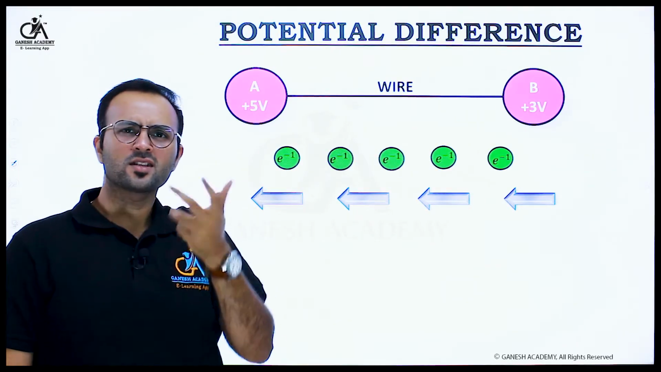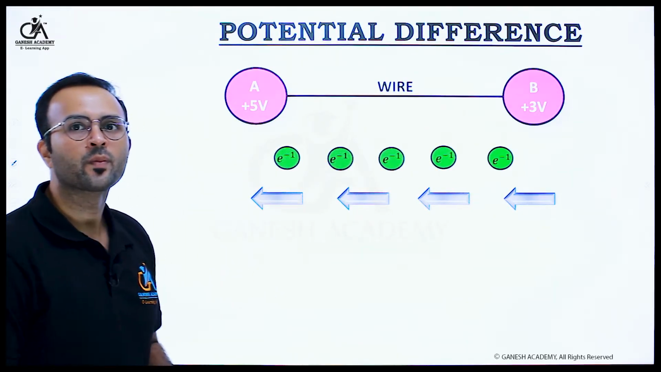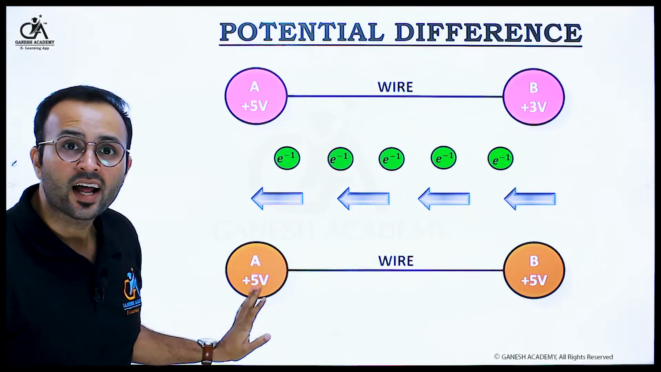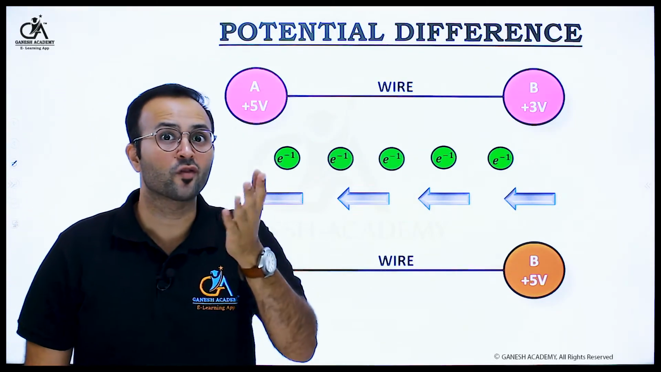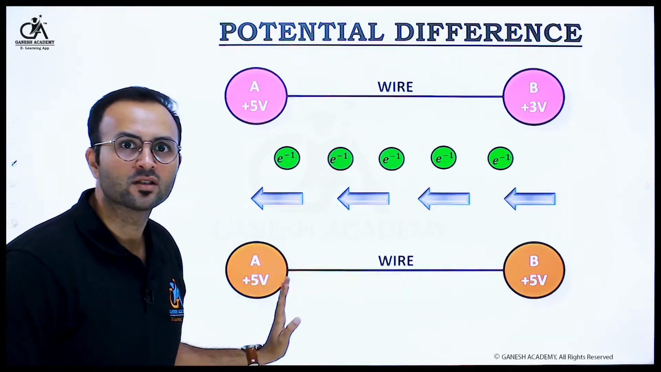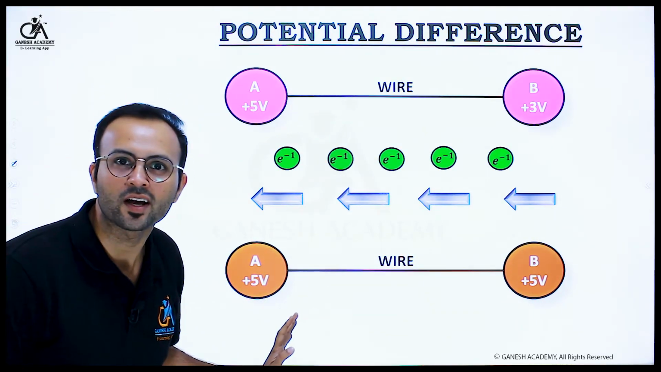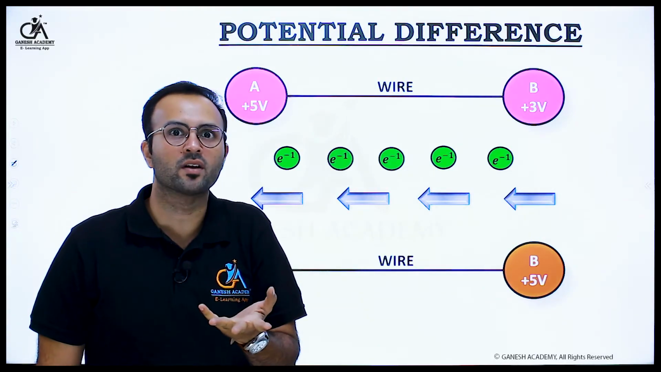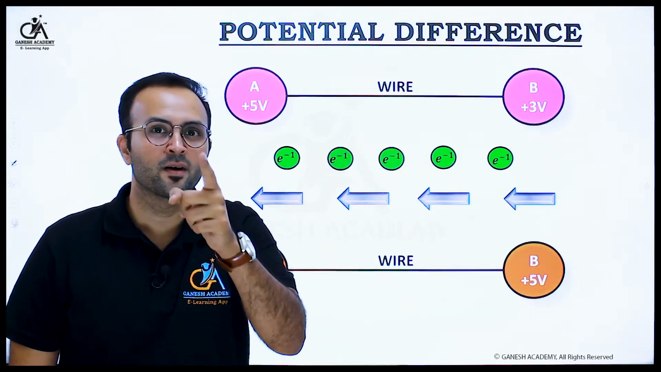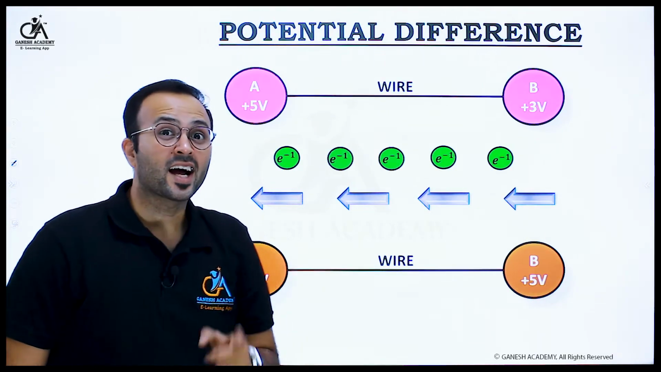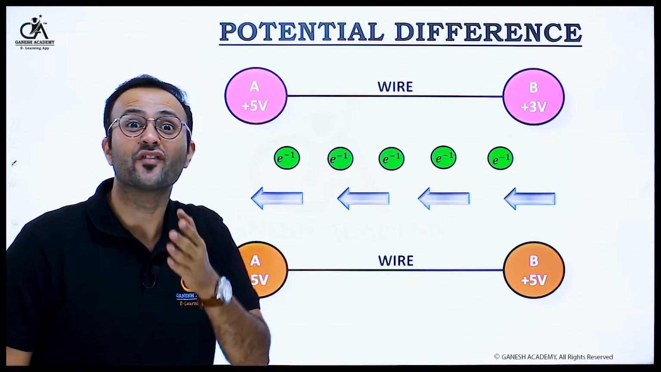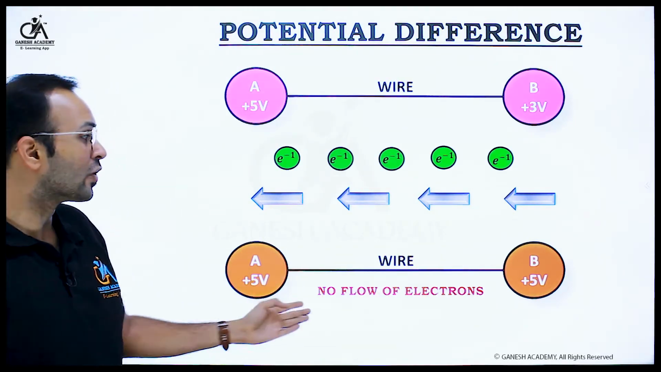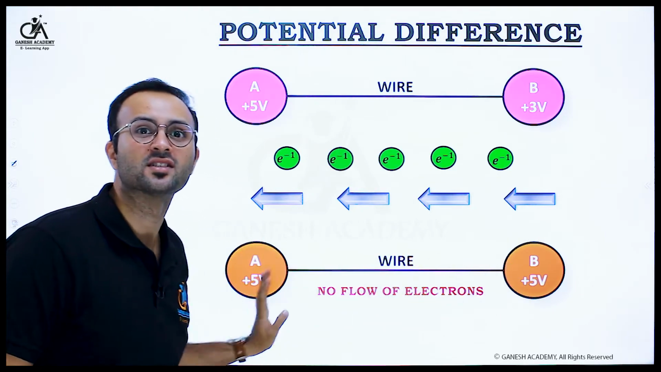So now let's consider one more case. Suppose I take these two bodies again, in which both have the same charges. Just think, what will happen? Both have the same charge. That means nothing is going to be attracted, because this one is 5 volt and this one is also 5 volt. A is 5 volt, B is also 5 volt. What will happen? There will be no current flow. Why? The electrons will not be attracted at all, right? So we can say there is no flow of electrons when the potential is the same.